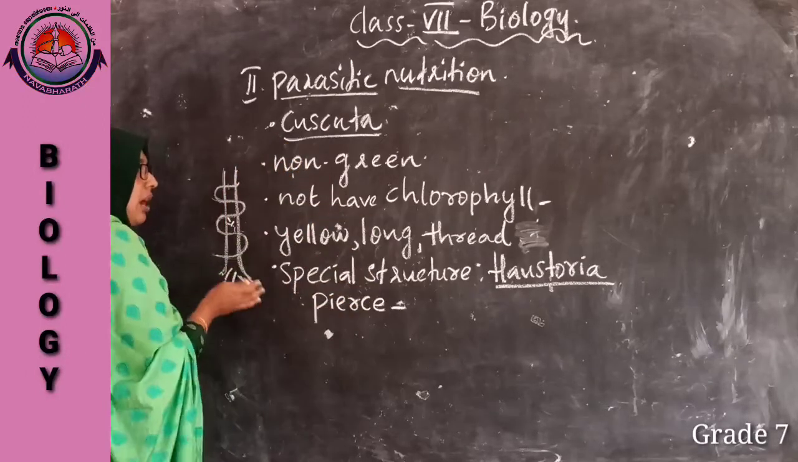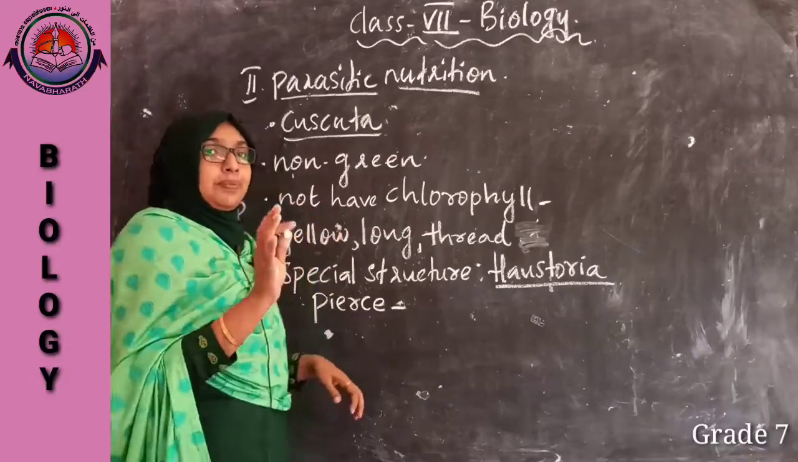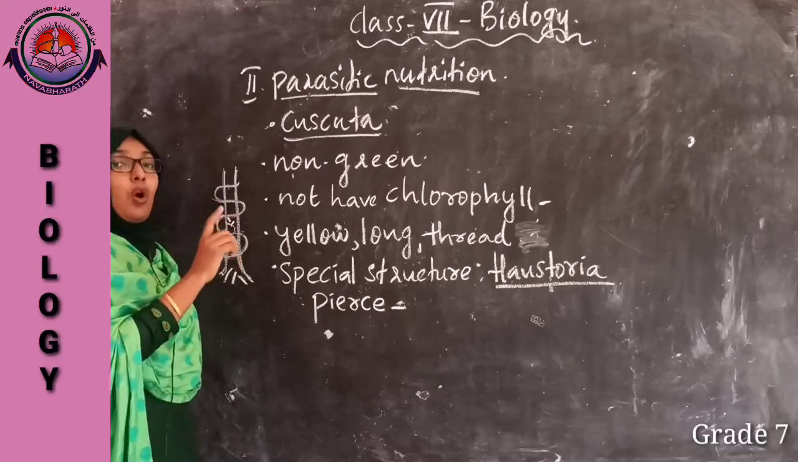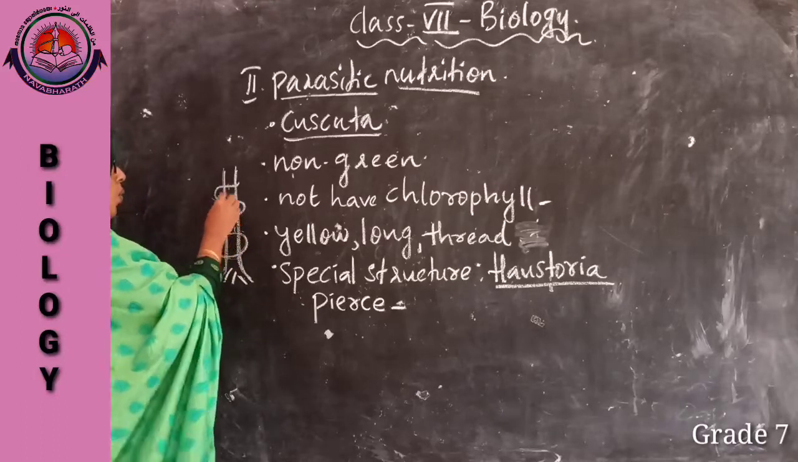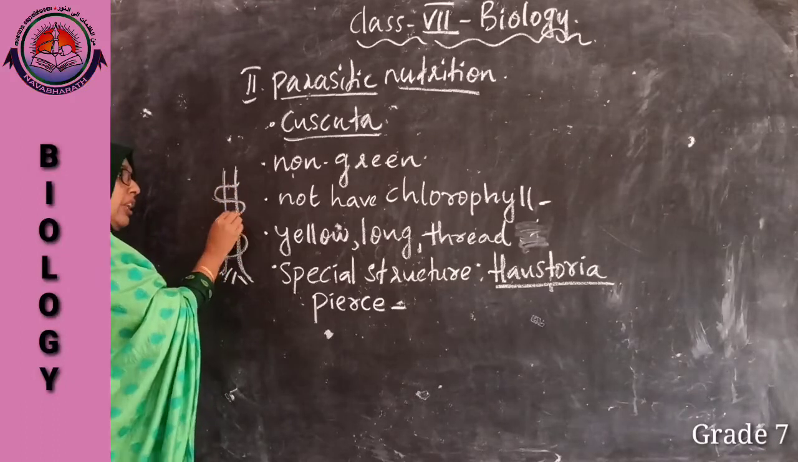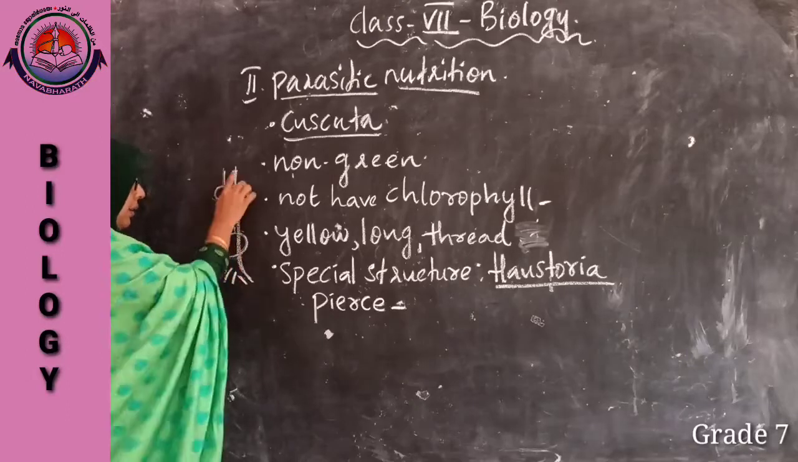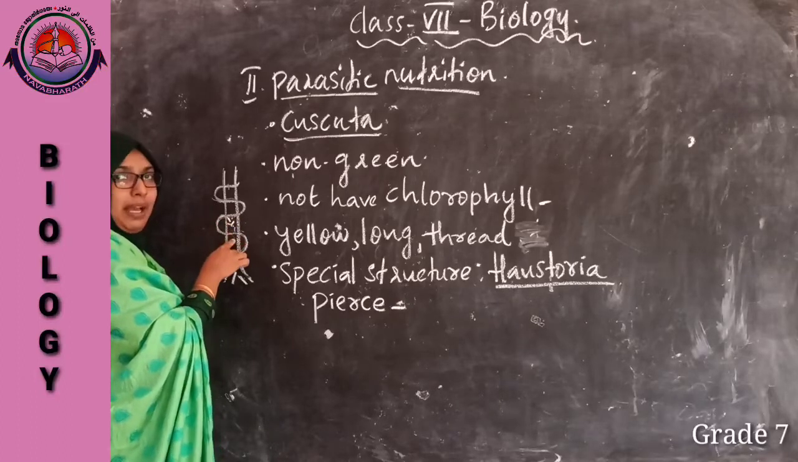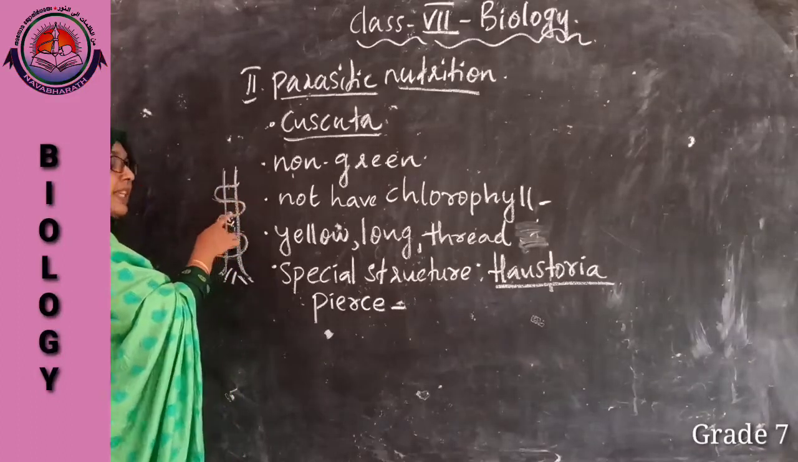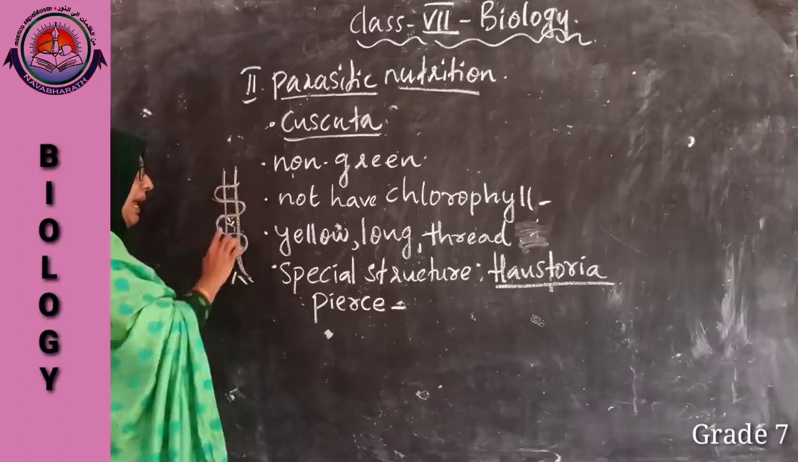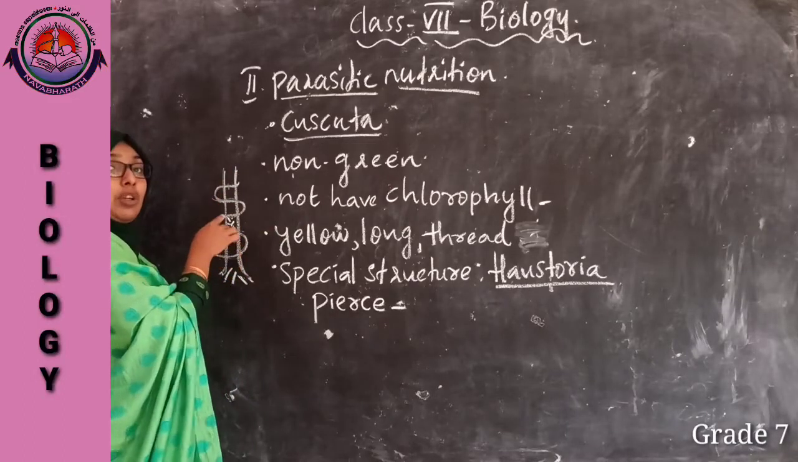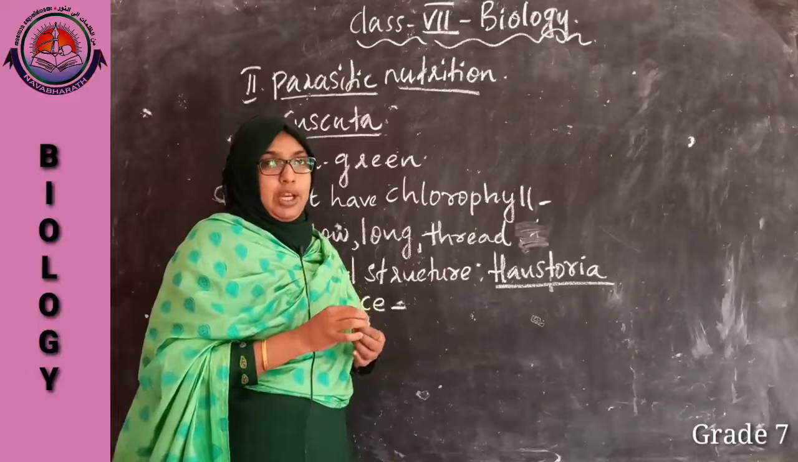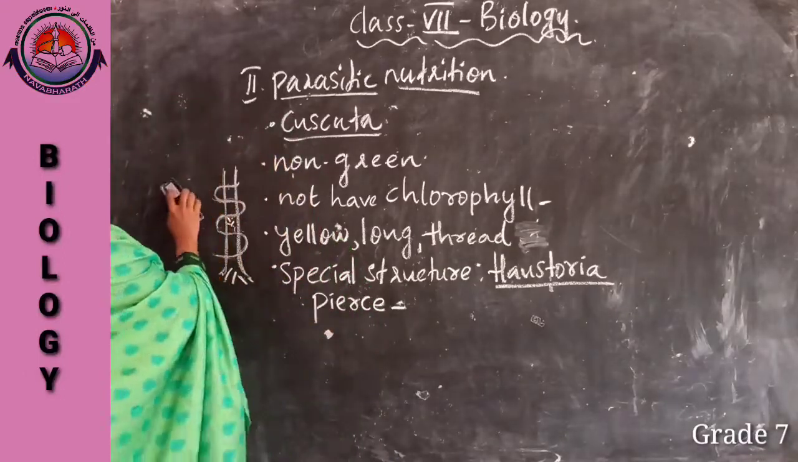So from this example, can we define parasitic nutrition? Parasitic nutrition is defined as the mode of nutrition in which one plant lives in or on the body of another plant and absorbs the ready-made nutrients from that plant. Clear? One plant lives in or on the body of another plant and absorbs the ready-made nutrients, and such mode of nutrition is known as parasitic nutrition. Clear? So that's all about the definition.